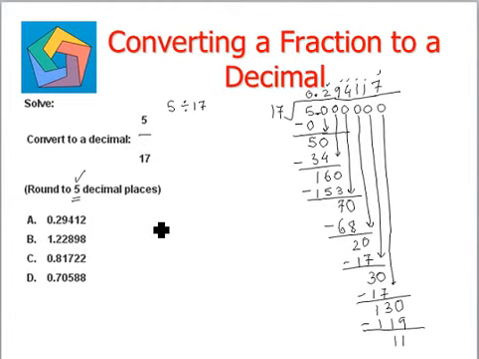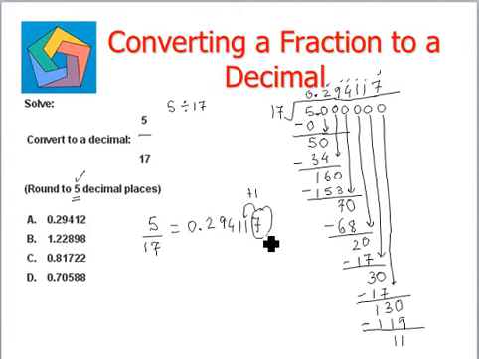Now 5 over 17 is equal to 0.294117. Now we have to round out to 5 decimal places. We look at the 6th place of decimal. This is greater than 5. What we do is, to the previous number we add 1.